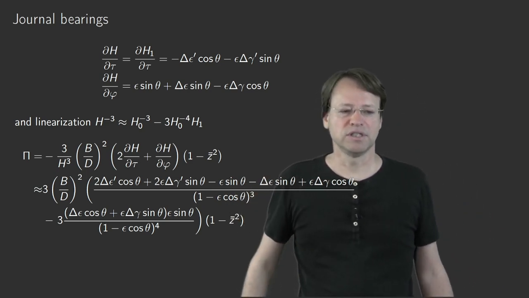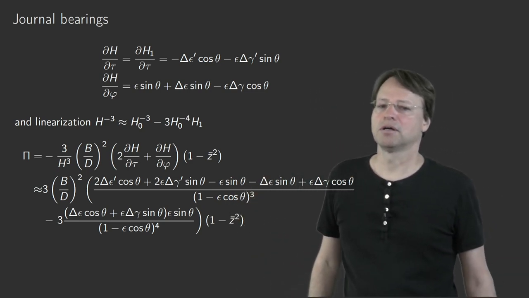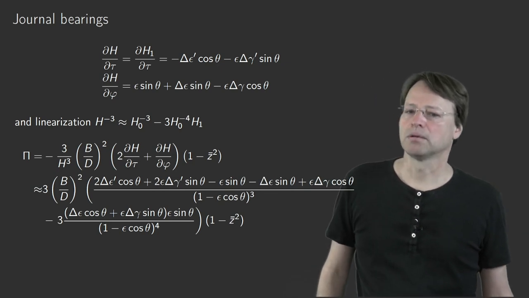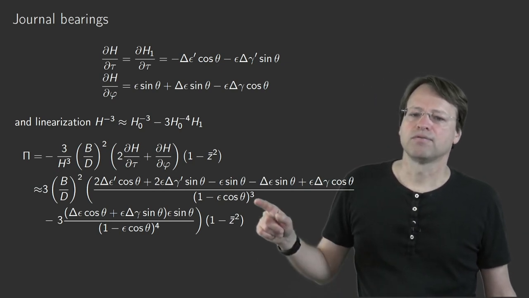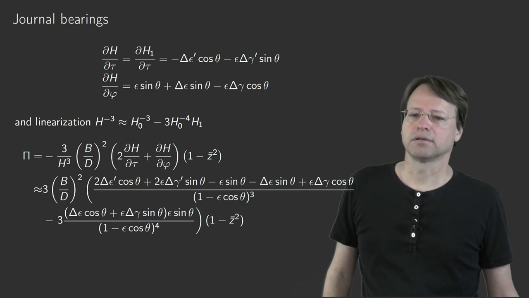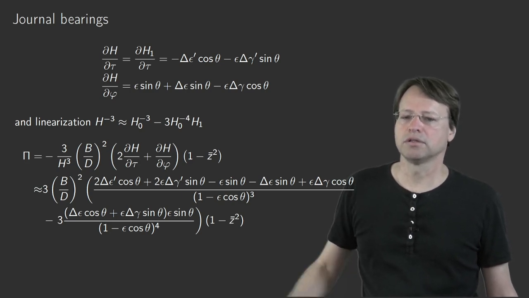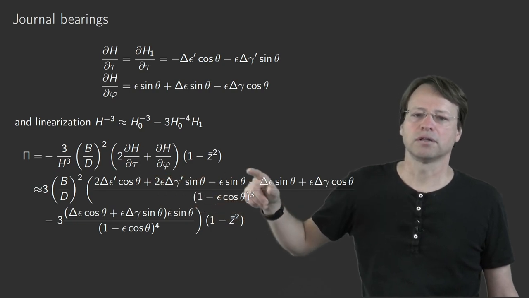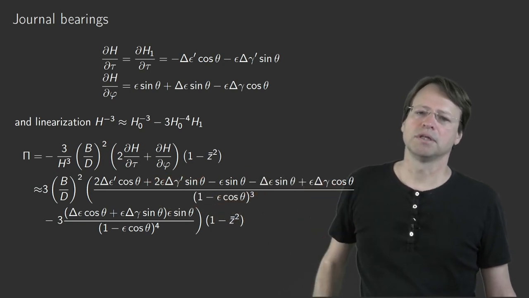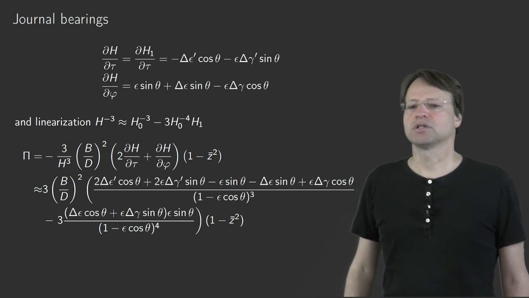Therefore, the first term, you see that with our Sommerfeld substitution, we are rather happy. We have 1 minus epsilon cosine theta in the third power. We have to multiply by sine and by cosine. That looks good. We have cosine and sine functions. So there will be, I would say, nothing special.